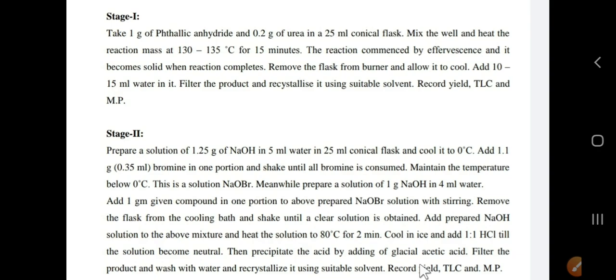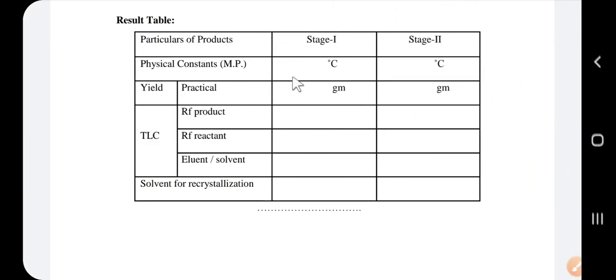and TLC. So as you already know, the result tables are like this. You have to mention the physical constants like MP for stage 1 and stage 2, yield of stage 1 and stage 2, and TLC, Rf values of product and reactant from stage 1 and stage 2, as well as the solvent for the recrystallization. So this is all about the conversion of phthalic anhydride to anthranilic acid via phthalimide. Thank you very much.